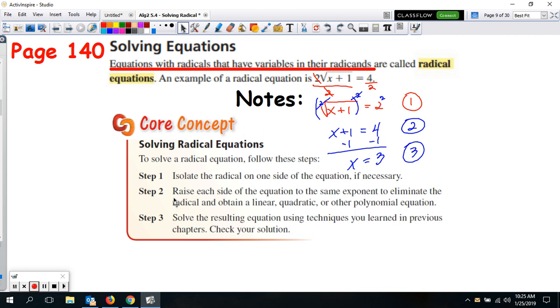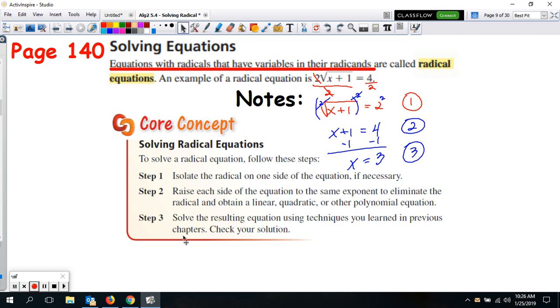For step number 2, after we have the red part, the square root of x plus 1 is equal to 2. Now step 2: raise each side of the equation by the same exponent to eliminate the radical and obtain a linear or quadratic or other polynomial equation. We're going to see that this is a square root, so we need to square both sides to eliminate the radical. That's why I'm squaring the 2 here. And so when I square the square root, that undoes the root symbol, and now we just have x plus 1, and it's equal to the 4.